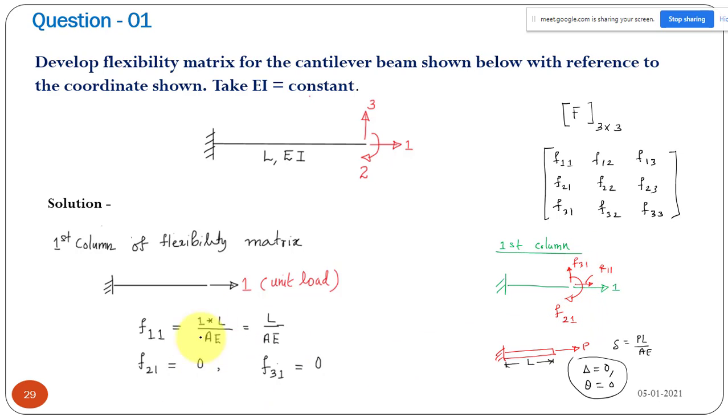So that is your first three elements: F11 equal to L by AE, F21 equal to 0, and F31 equal to 0. That is your first column. So any doubts in this case? First column, how to get the first column? Any doubts? You can ask me now.